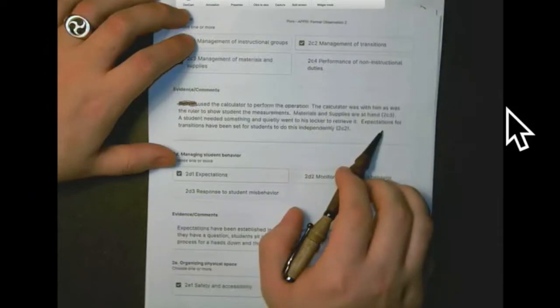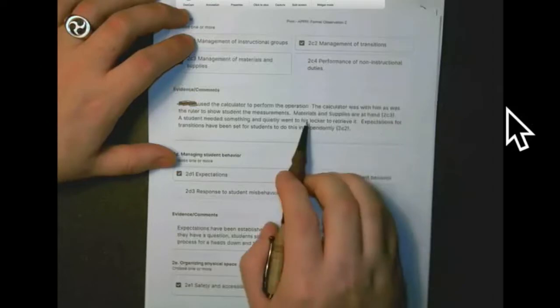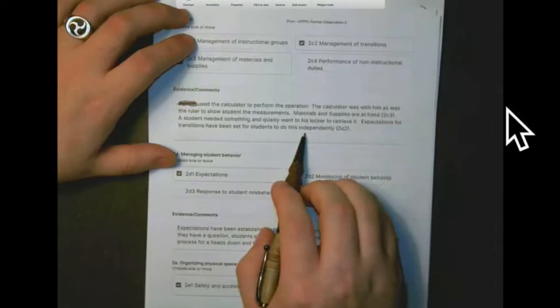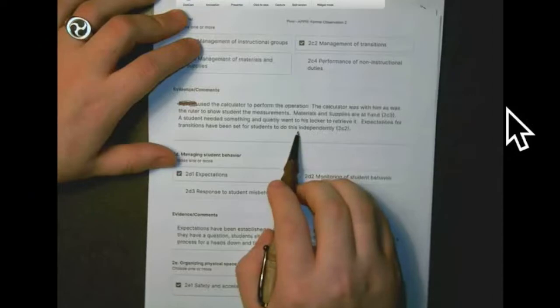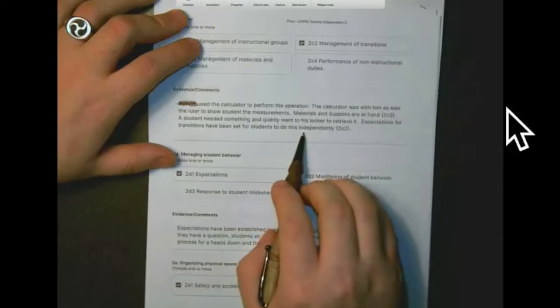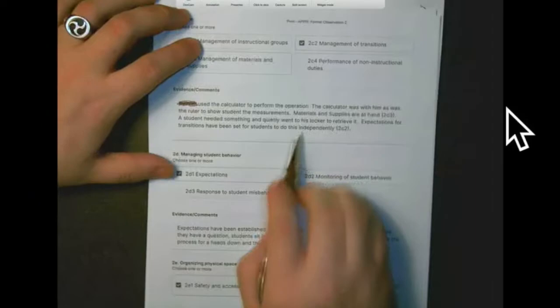Okay, and that showed as evidence that my expectations have been set and the students know that they can do this stuff independently. They don't have to raise a hand and disrupt the lesson in order to do it. And that's a big thing, right? Kids know when they need to ask permission and when they don't need to ask permission. So that's that one. Okay, managing behaviors.